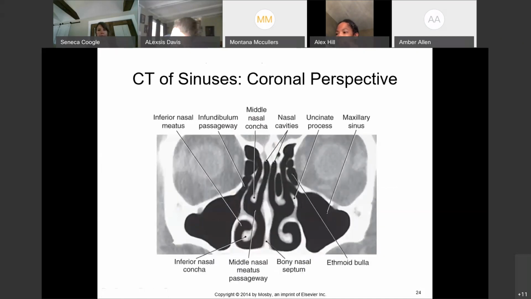This is what it looks like on CT. It looks kind of pretty, kind of weird. It looks almost like some type of butterfly in here. Again, you can see from the CT image of the sinuses that diagnosis is a little bit easier with CT because you can really see fluid. You can really see any type of pathology that may be in there.